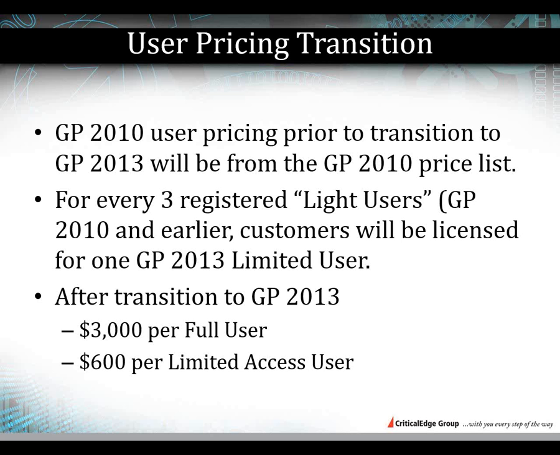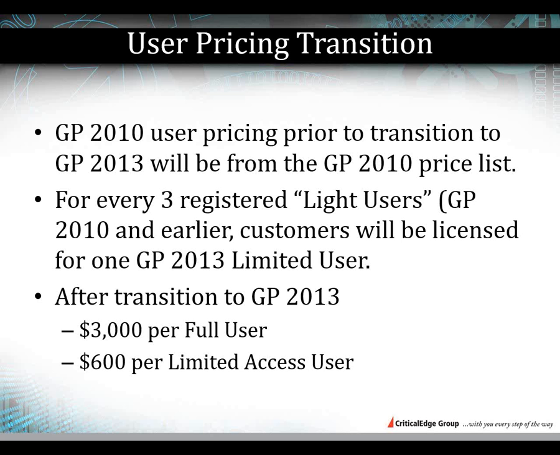For Business Essentials users, and this opens a can of worms, I realize, the GP 2010 version user pricing tends to be lower. Advanced Management users, 2010 pricing tends to be higher than the 3,000 user, but it's based on your user count and the way the price list works right now.